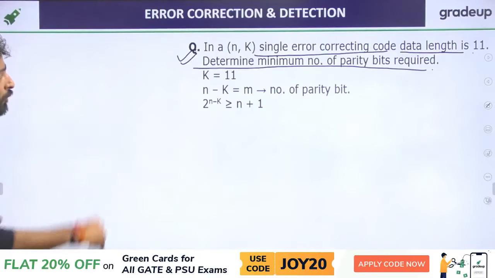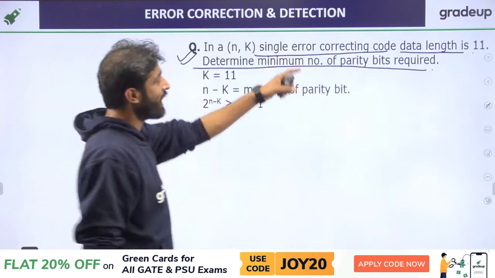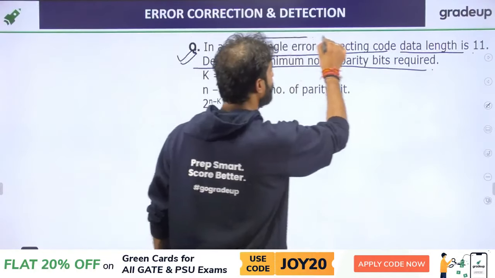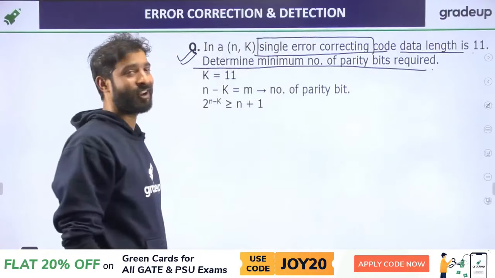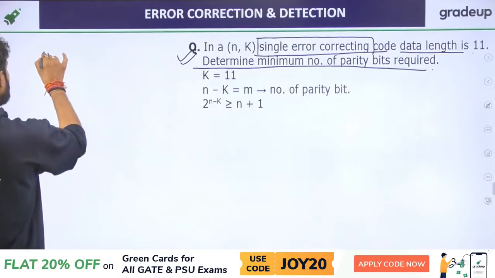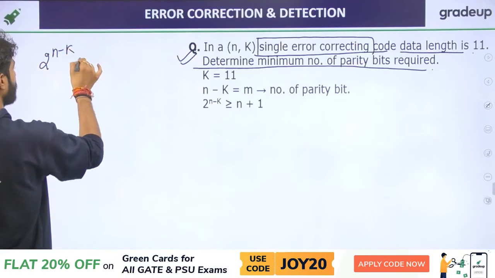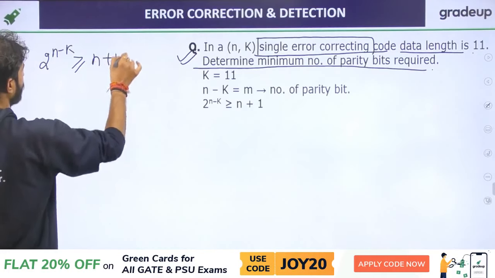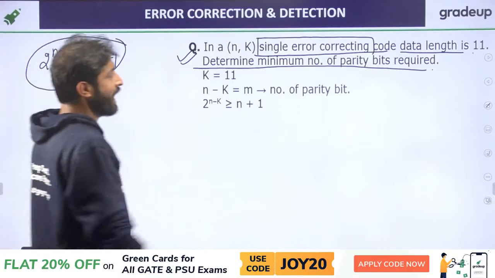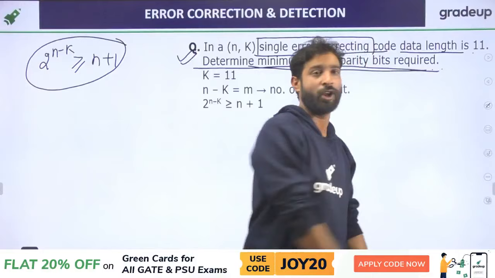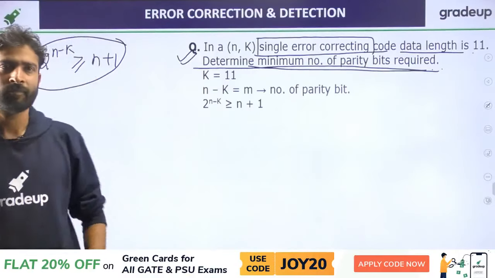Only one thing is given: for the (n,k) code, single error correction. The one important phrase given is single error correction. So what is the formula for single error correction? 2^(n-k) should be greater than or equal to n plus 1. We have to find the minimum number of parity bits required. Just solve this question, everybody.